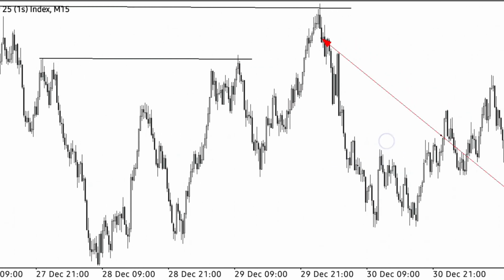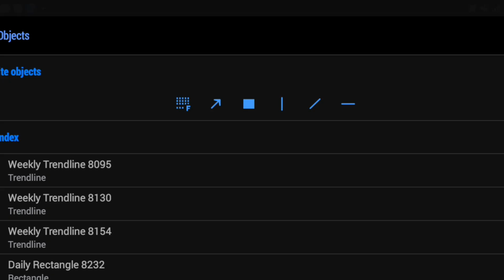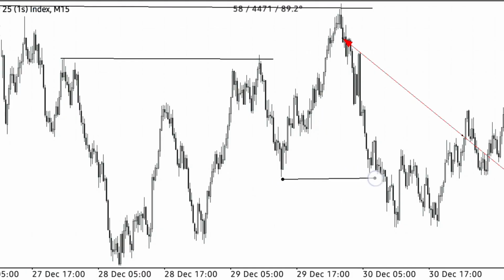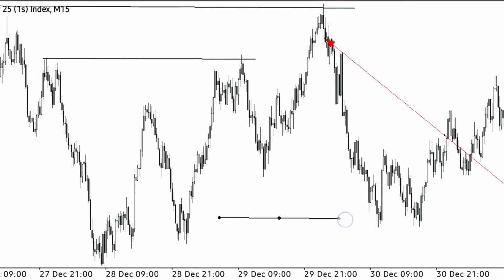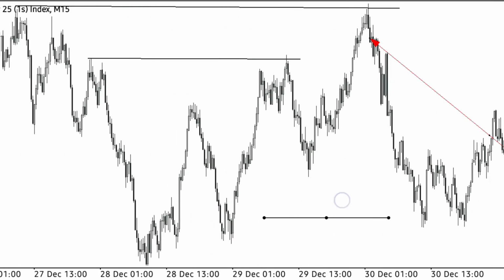Where is the low created after the first break of structure? So this is the low created after the first break of structure. So this is our primary inducement. So we have our primary inducement here.